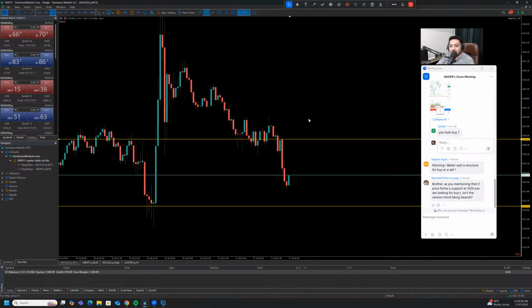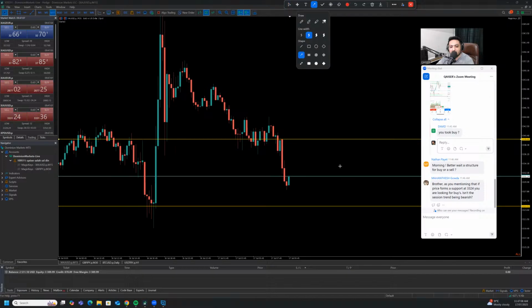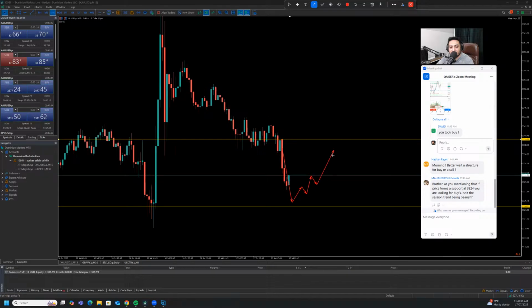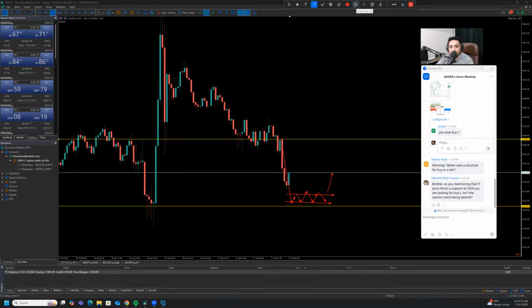But as you mentioned, if price forms a support at 33.24, you are looking for buys. Isn't the session trend bearish? Yeah. If it stops somewhere here, this is where I would want to take a buy. I want to see some support created, resistance created, and then a break above the resistance. That makes sense for the buys. Or if a candle closes in a very strong bullish shape, that also makes sense for the buys. Or if it comes down, does some consolidation, then breaks above the high, then it makes sense for the buy. These are the scenarios for the buy.